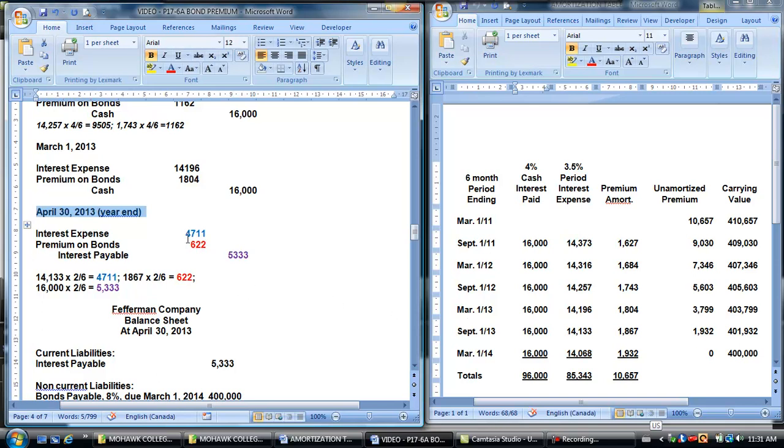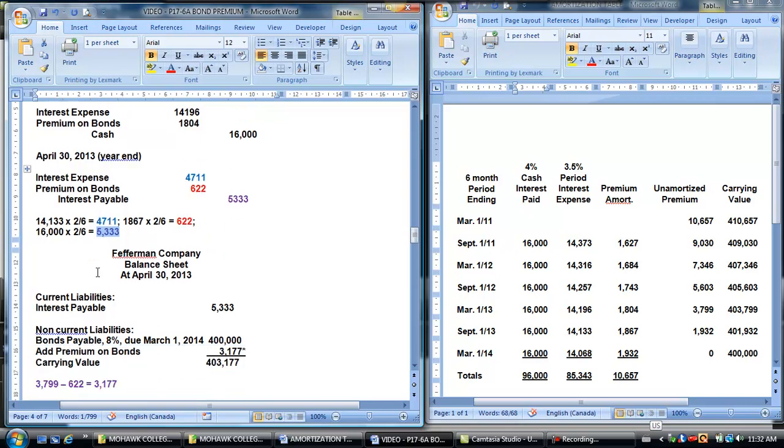So we're now going to record interest expense of 2 months of this, 14,133, which is 4711. We're also going to record the premium on bonds, but this 1867 is for a whole 6 months. We only want it for 2 months of the period. So we're going to multiply it by 2/6 to get 622. And then again, we know we're accruing interest this date, so we're setting up our liability for interest that we'll pay in September 2013. But for now, we have to recognize an obligation to pay that interest at that later date. So we're going to set up 2 months of an interest liability here of 5333.